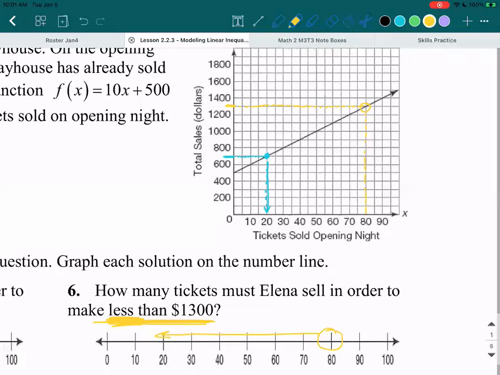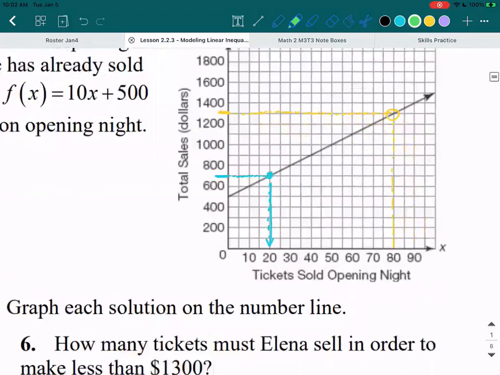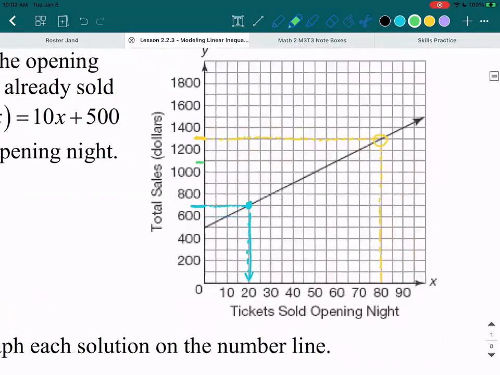I'm trying to zoom out now. All right, how many tickets must Elena sell in order to make exactly $1,100? So I'm going to do this one in green on the graph. So exactly 1,100. Let's take a look at where 1,100 is. That's right over here, between 1,000 and 1,200. And if we just want exactly, we only want this point. And this point is at 60.